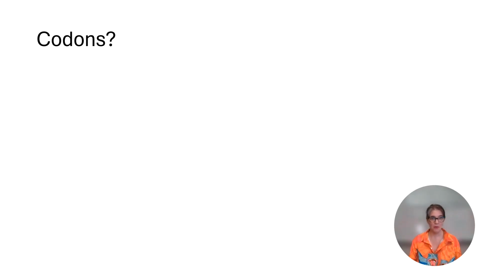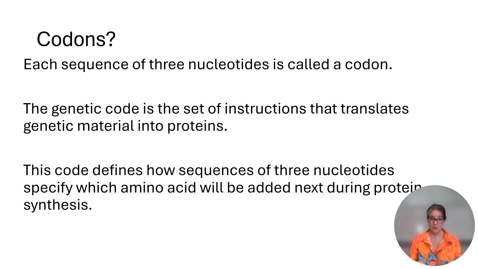So before we move on, we need to make sure we really know this. Each sequence of three nucleotides is the codon. That's what we're referring to. The genetic code is just a set of instructions that translates the genetic material into proteins. And remember, proteins are a biomolecule that can be so many different things, from enzymes to structure. This code defines how sequences of three nucleotides specify which amino acid will be added next during protein synthesis. And don't forget, protein synthesis isn't something to be intimidated by.